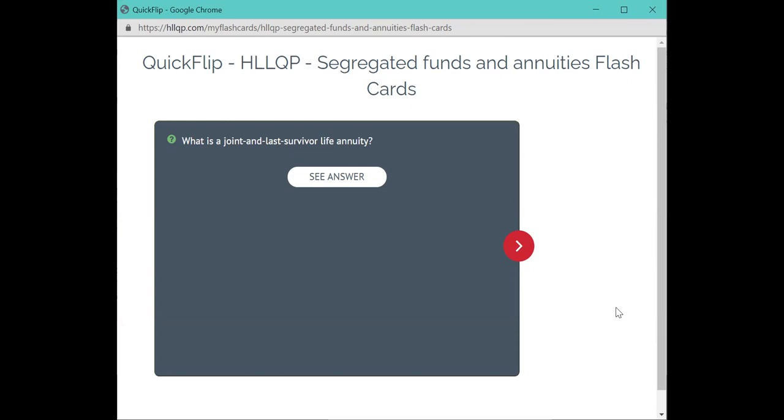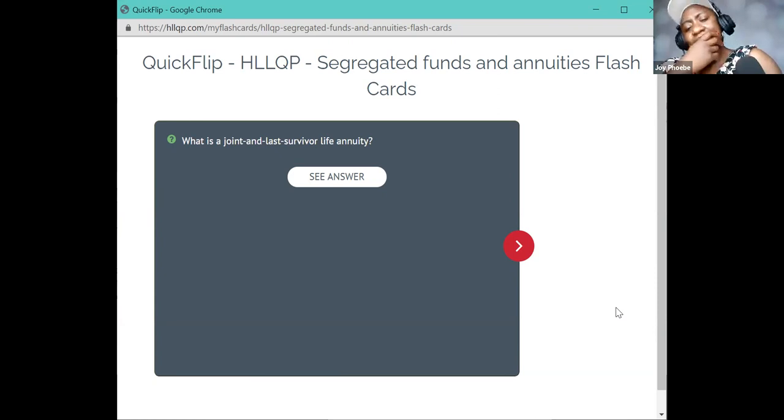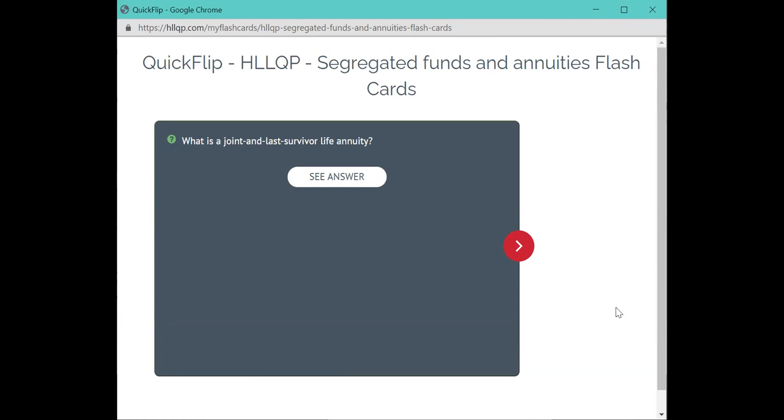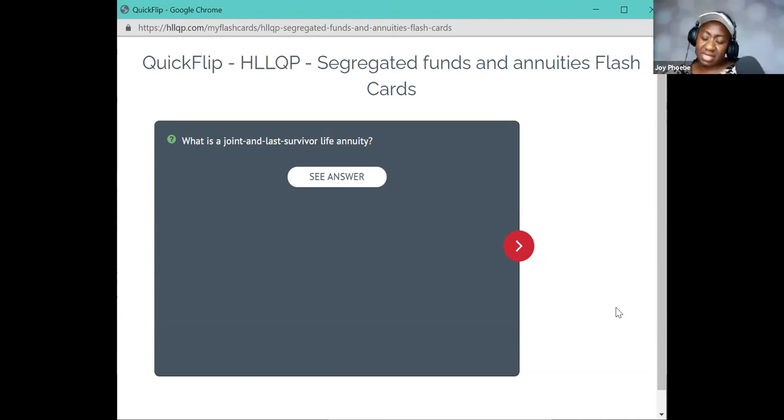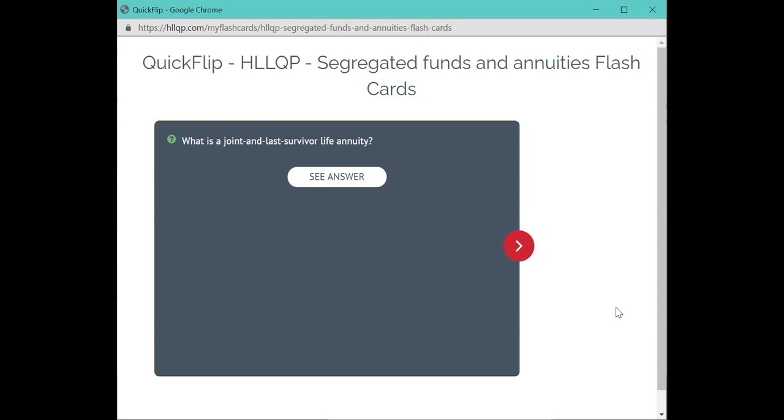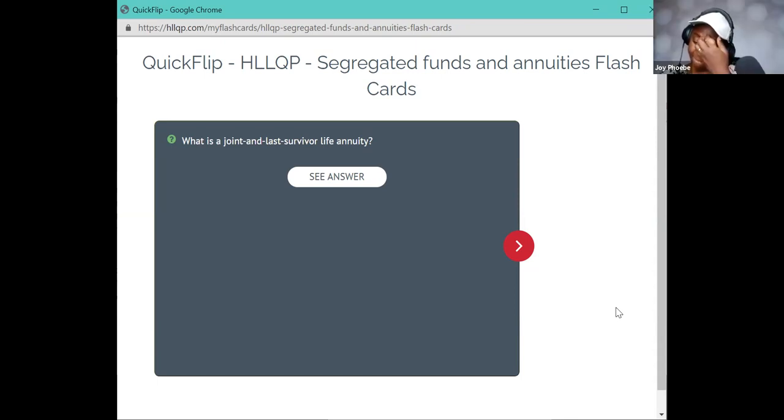I was saying, what's the difference between segregated fund and annuity? My understanding is that annuity is a kind of payout where you are investing for the purpose of receiving steady income at a particular time. Segregated fund is the kind of investment where you are investing your capital with the intention of getting a return or growth on it.